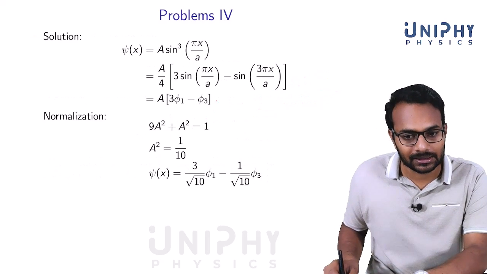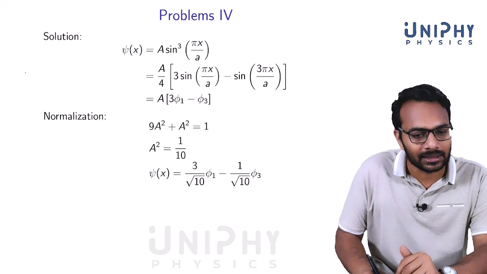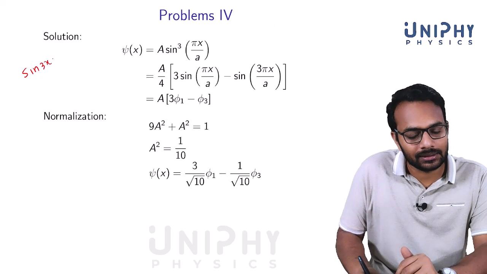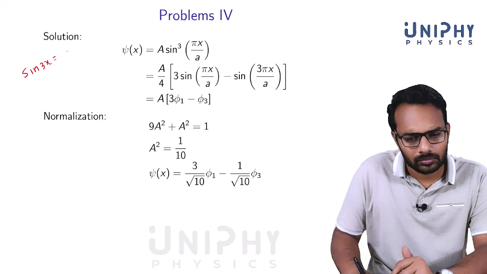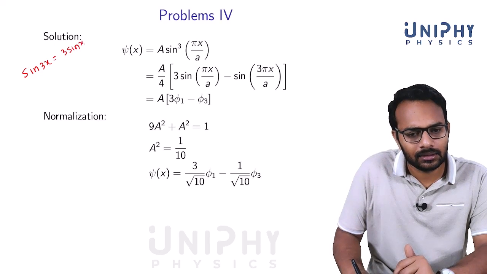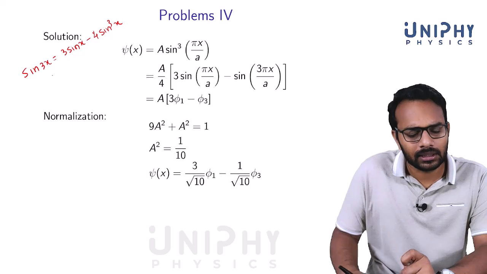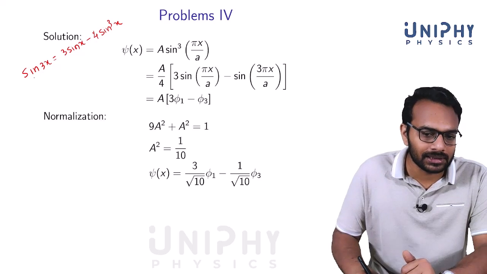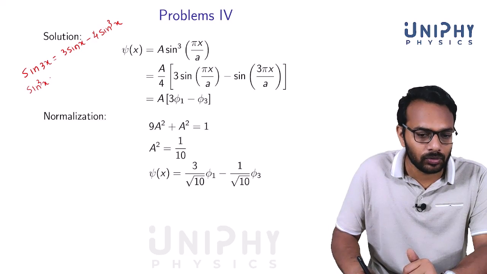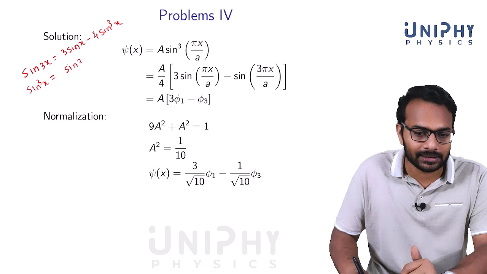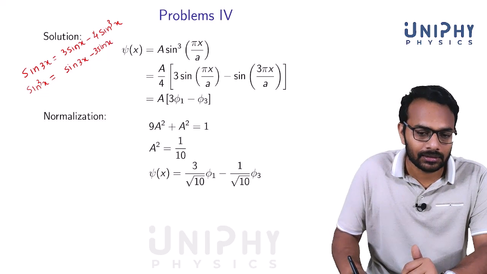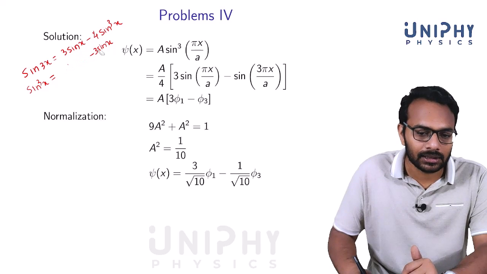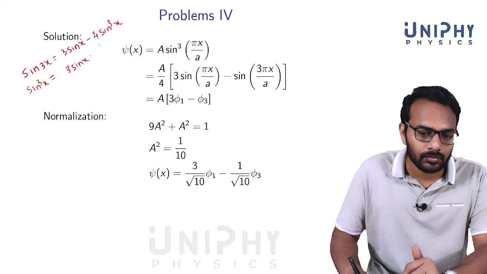So we use this relation. We know sine 3x is equal to 3 sine x minus 4 sine cube x. Yeah, there's a relation like that. You can check. So from here you see that sine cube x can be written as, sorry, 3 sine x minus sine 3x divided by 4.